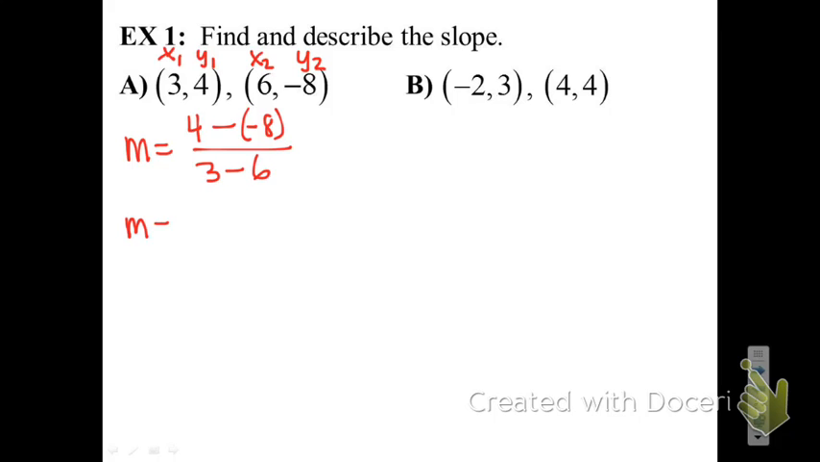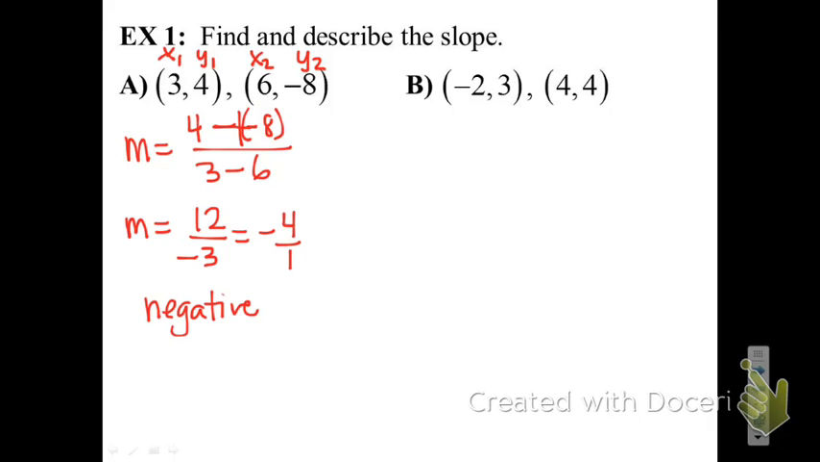M represents our slope, and that's what we're trying to find. So we take 4 minus a negative 8, which becomes positive when you have those two negatives together. So 4 plus 8 is 12, over 3 minus 6, which is negative 3, and this will reduce to give you negative 4 over 1, or 4 over negative 1. That negative doesn't matter what it's attached to, as long as it does not go to both. And we would describe our slope as being negative.